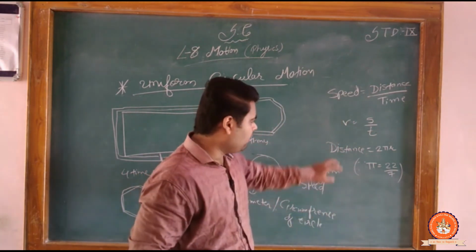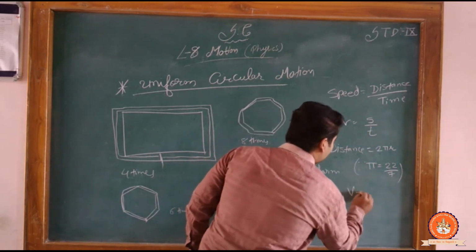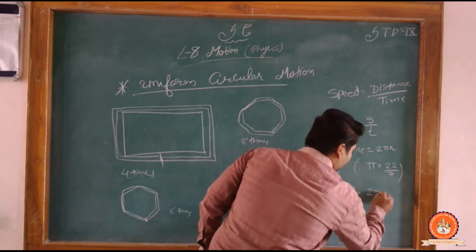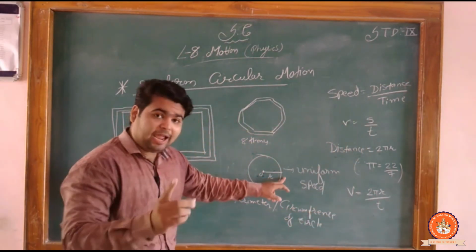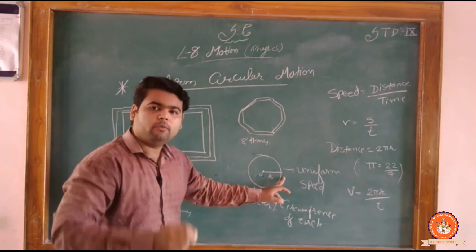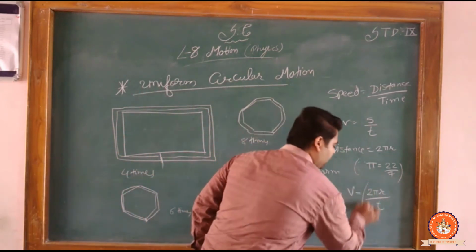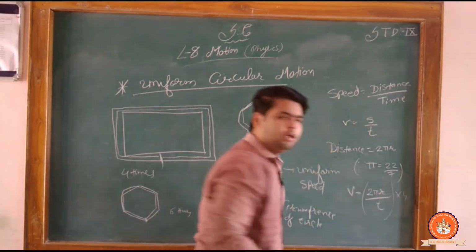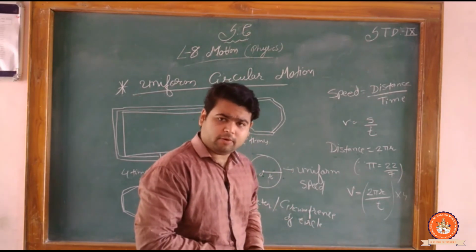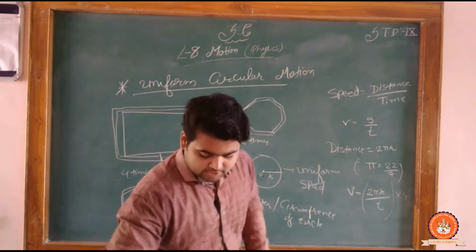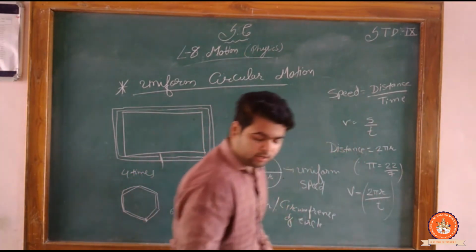Clear? Now we just place the value of distance in the above equation. So v is equal to 2 pi r by t. And why are we writing the t? T means in the time t we complete one revolution. Clear? If we want to complete 4 revolutions, what do we have to do? Just multiply with 4. If we want 20, 30, 100, any number of revolutions, just multiply it. This is our general form of uniform circular motion. Clear?